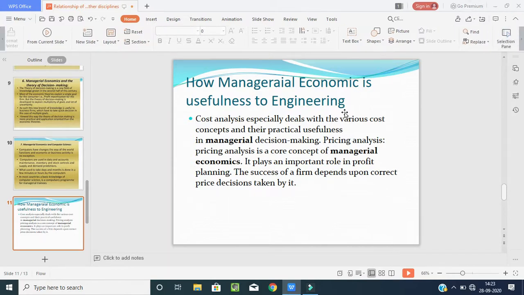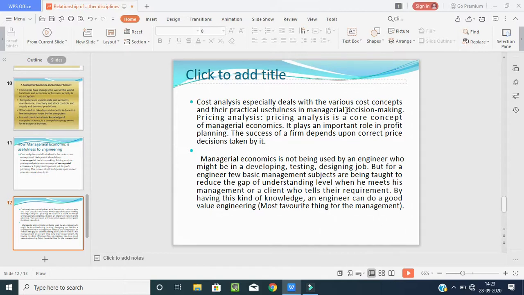Now we will go for another slide. Cost analysis specially deals with the various cost concepts and their practical usefulness in managerial decision making. And pricing analysis is a core concept of managerial economics. It plays an important role in profit planning. The success of a firm depends upon the correct price decisions taken by it. So cost control and pricing analysis should be there. We have to calculate what expenditures we have, what amount we have invested, how much amount has gone into manufacturing, and what the expenses are. Depending on this they will take the decision.